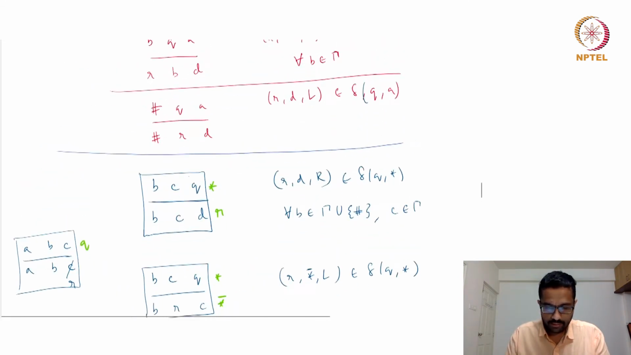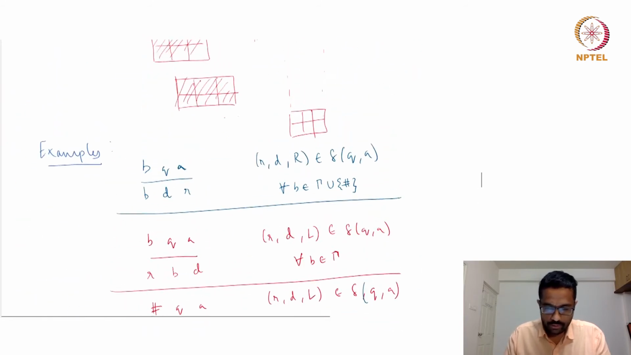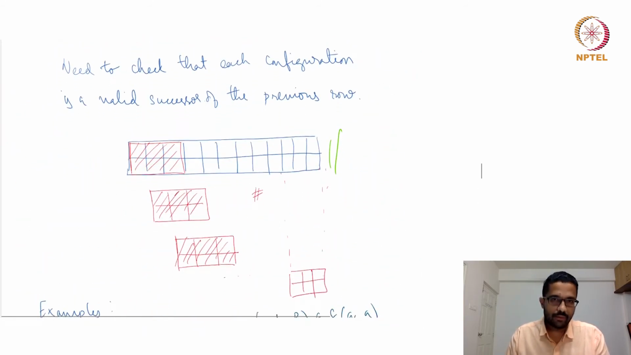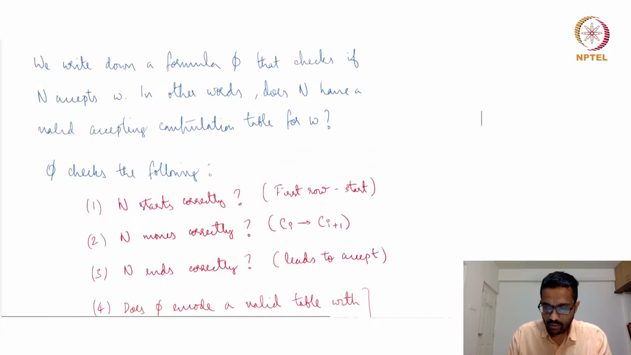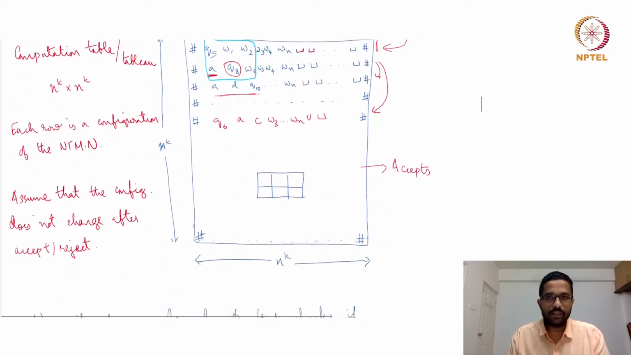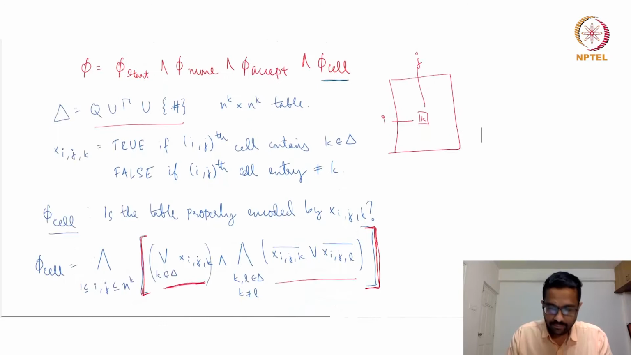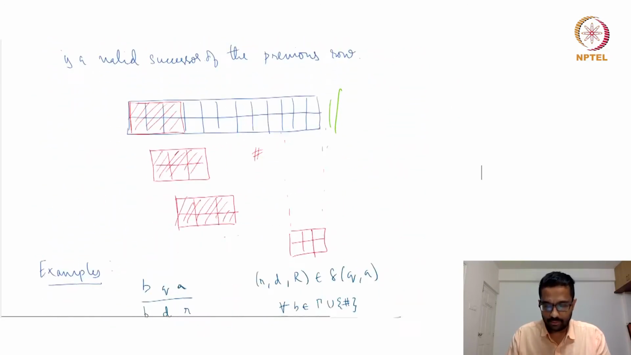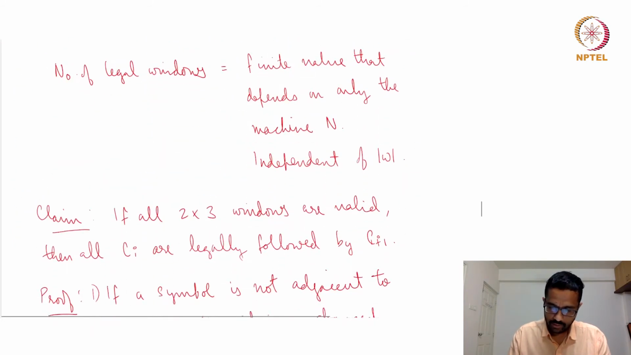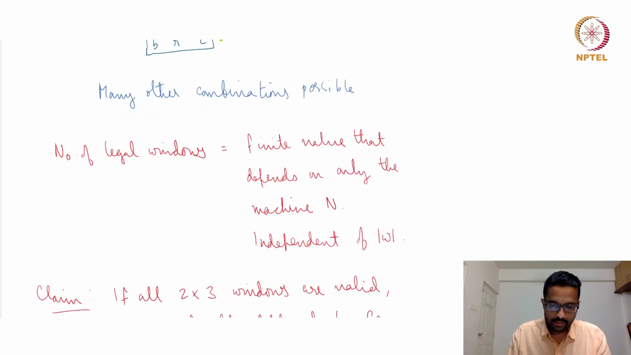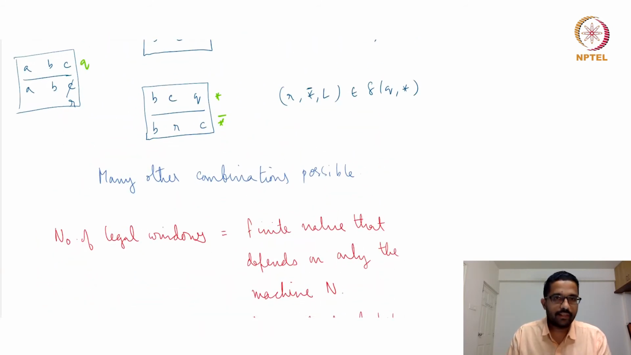I am just giving some examples of how the windows can be constructed. Anyway, the point is that all that we will do is check these 2 by 3 windows. So we will check the entire table and check whether all the 2 by 3 windows are valid. And there is a finite list of these valid 2 by 3 windows, because they only depend on the Turing machine N and the transition function. Whatever I drew is not the exhaustive list of windows, but it is some list.